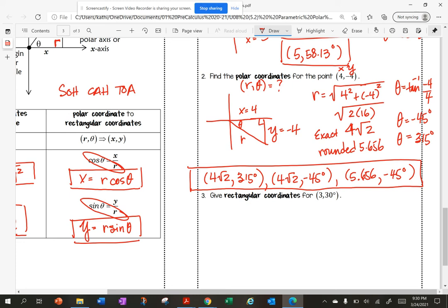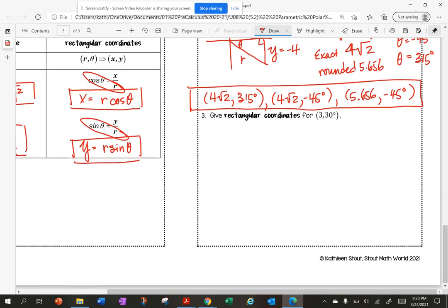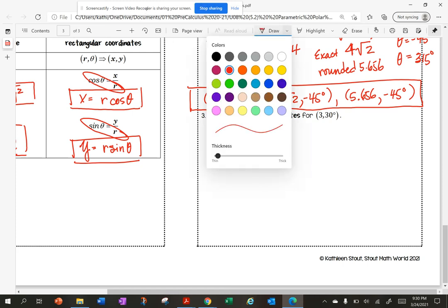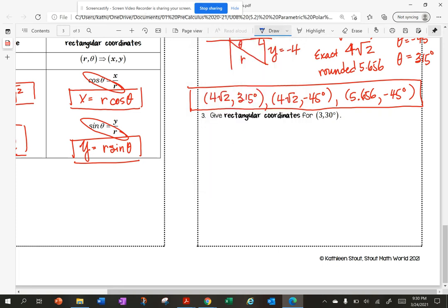Okay, so that's finding the polar coordinates given the rectangular coordinates. Well, let's do this one the other way around. So this time I'm given the polar coordinates, and I want to know what are the rectangular coordinates. So this is r and theta is what I have. So I want to know what is x and y.